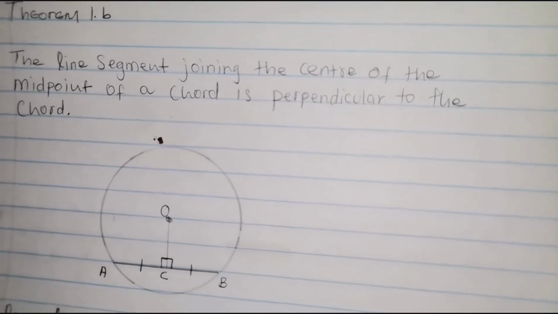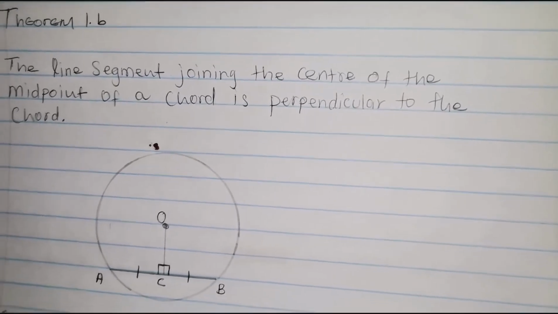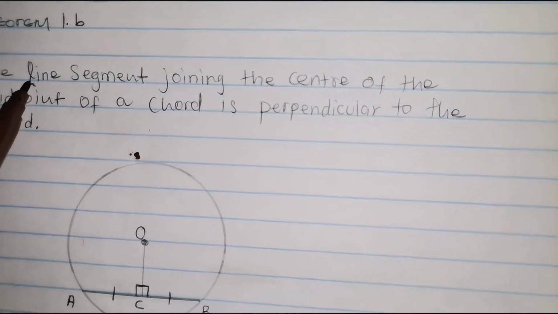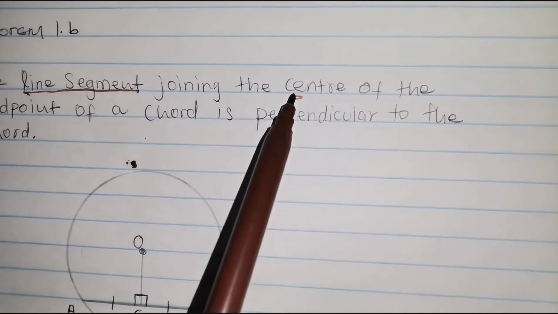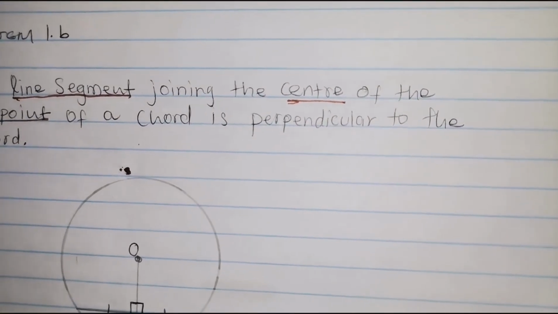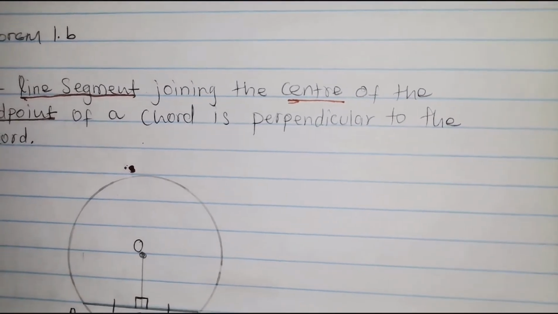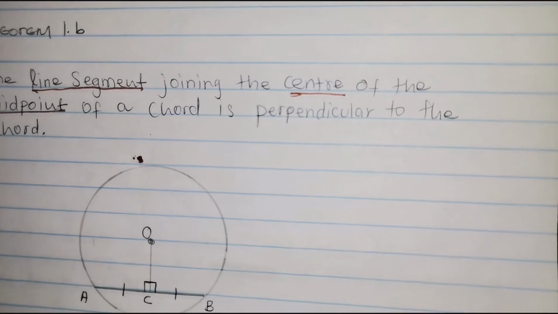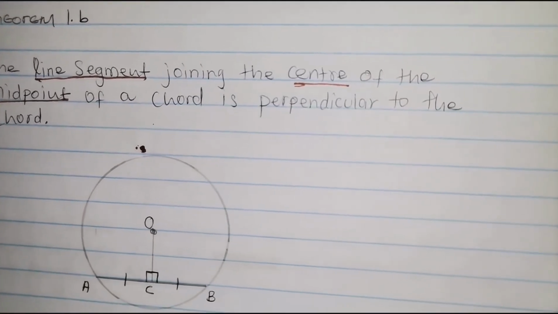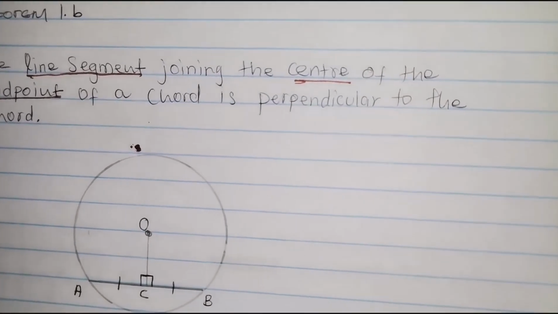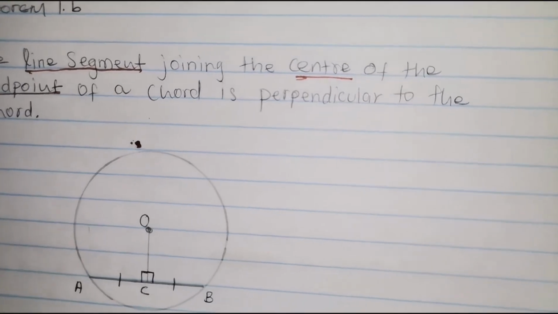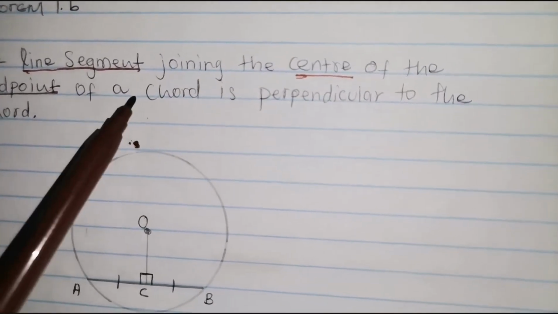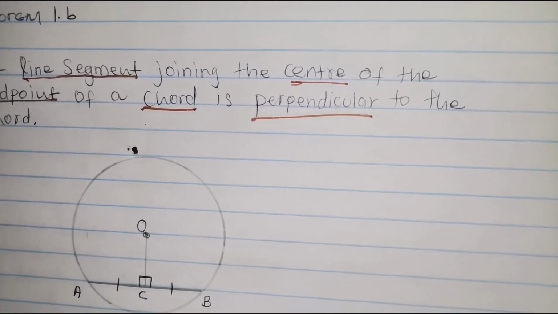Let me not narrow it. So let's read the theorem. The line segment joining the center to the midpoint. When you talk about a midpoint, there must be some bisecting sides there, if I'm not mistaken. I will explain it. The line segment joining the center to the midpoint of a chord is perpendicular to the chord.